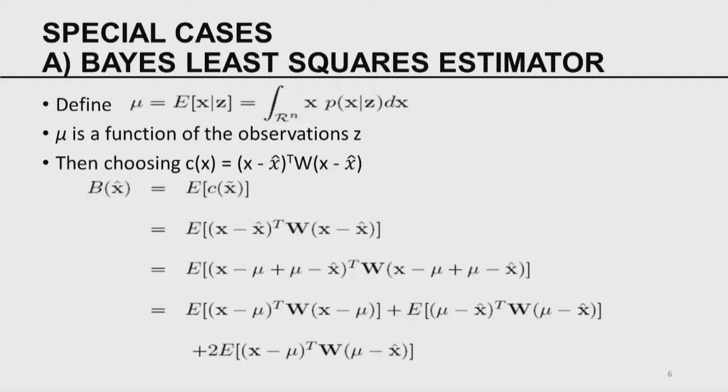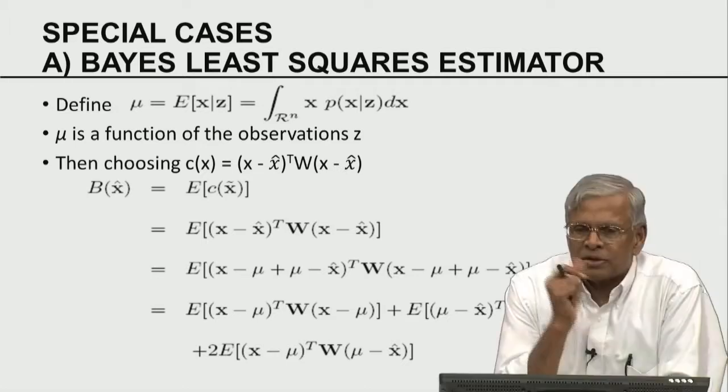Now we are going to do, with that as a background, that is a very general principle, we are going to do what is called Bayesian least square estimators. Please look at this now. We are combining least squares with Bayes.